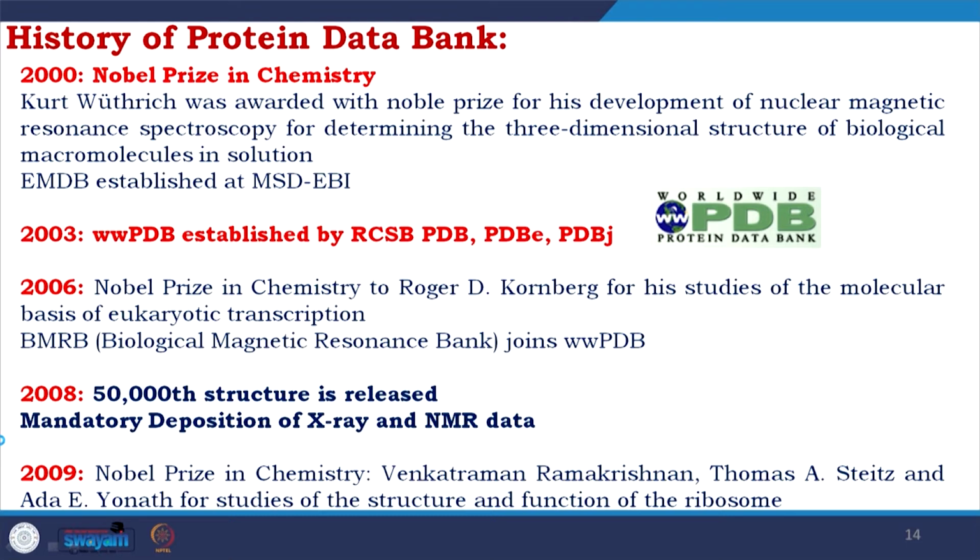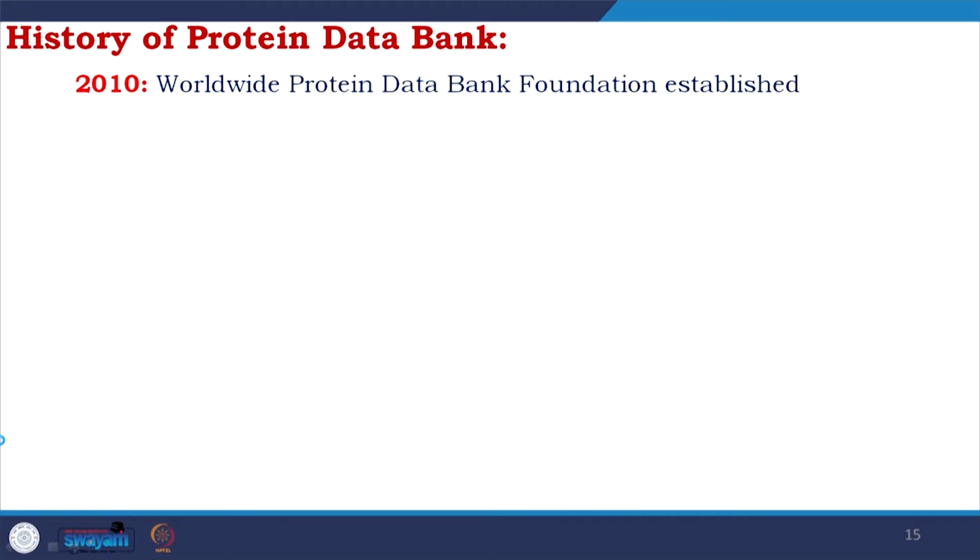In 2009, Nobel Prize in Chemistry, Venkatraman Ramakrishnan, Thomas A. Steitz and Ada Yonath. So, Venki and Thomas from the US and Ada Yonath from Israel, for studies of the structure and function of the ribosome. 2010, Worldwide Protein Data Bank Foundation established. So, now they made the Worldwide Protein Data Bank Foundation. WWPDB was there, and it is now the Worldwide Protein Data Bank Foundation.